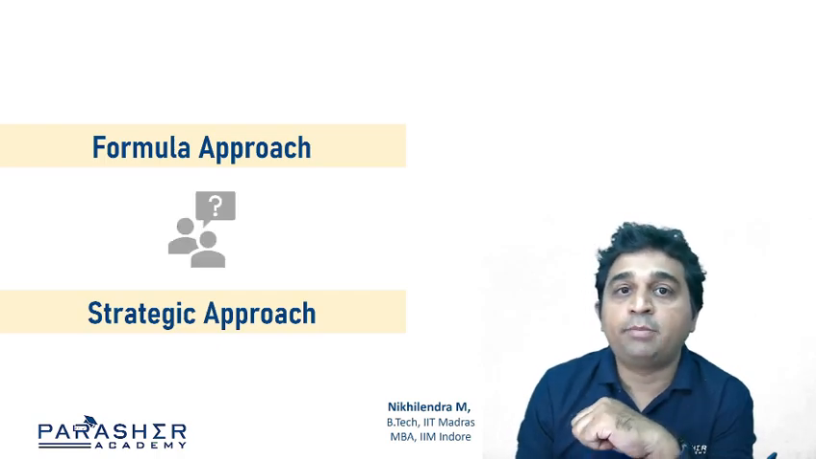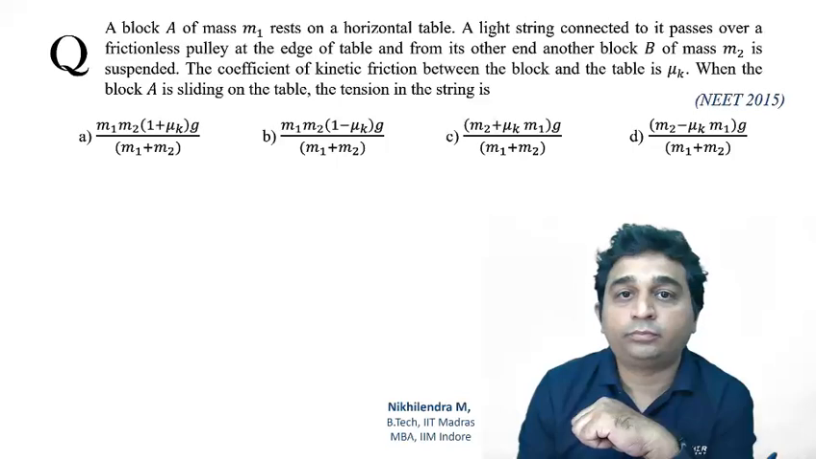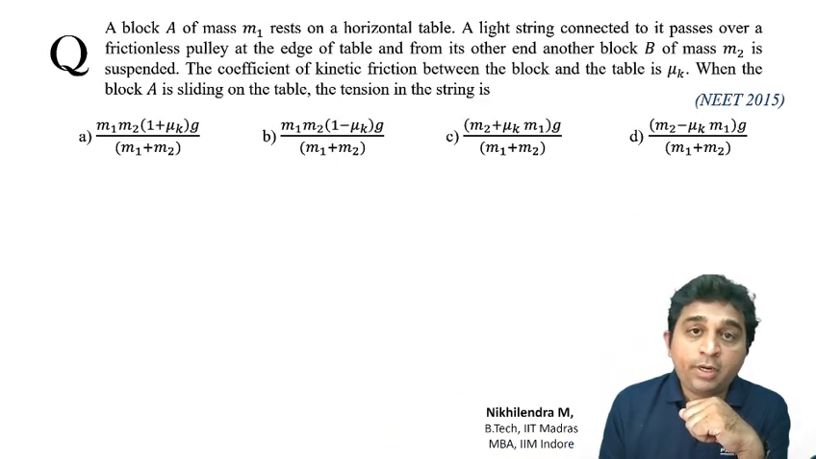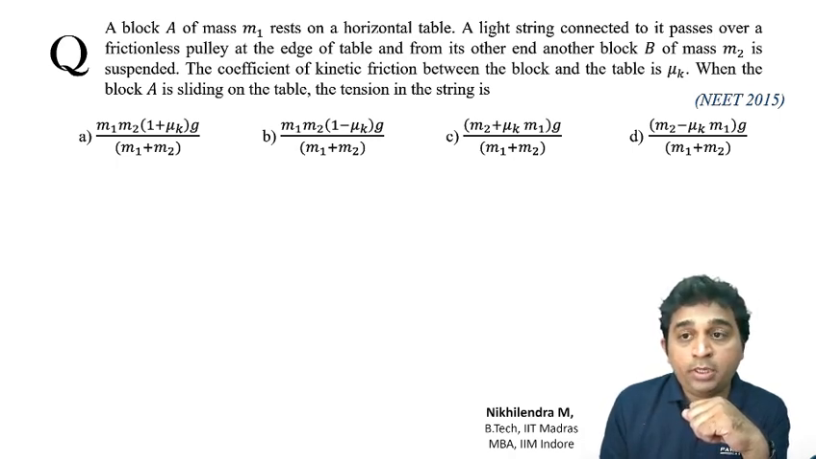Let me show you with an example. So here is a question from NEET 2015. The question talks about a block A of mass M1 lying on a horizontal table, and then there is block B of mass M2 connected to A by a light string. They are asking us to find the tension in the string.